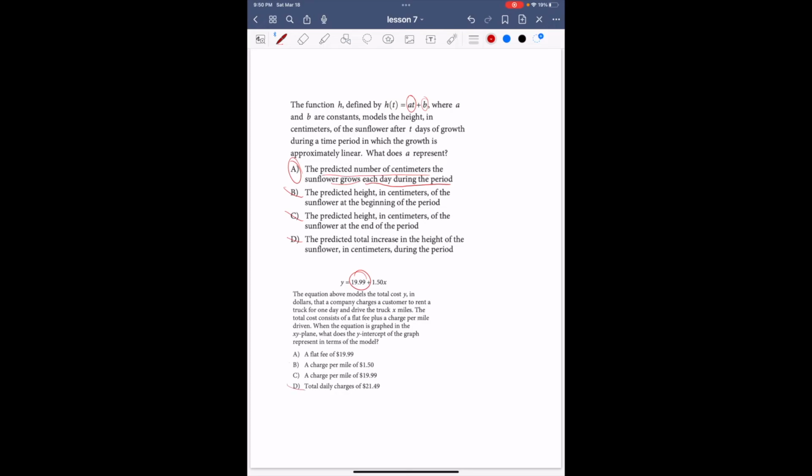Immediately we could get rid of D and B because that is not at all anything to do with 19.9. We know that the y-intercept here is 19.9, so it has to be in the answer. And we could get rid of C because it's not a charge per mile. That's 1.5, the slope. We have a y-intercept, which is the flat fee.